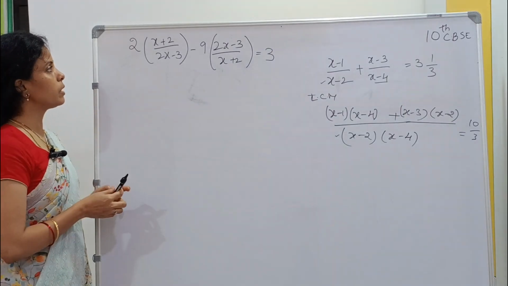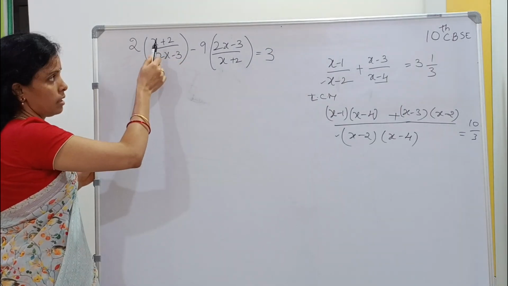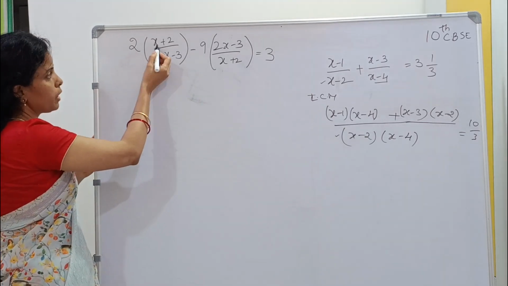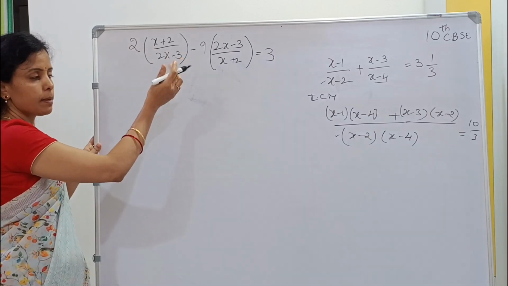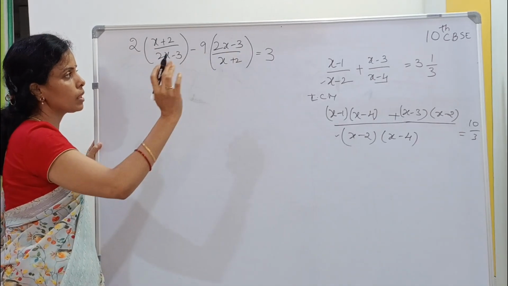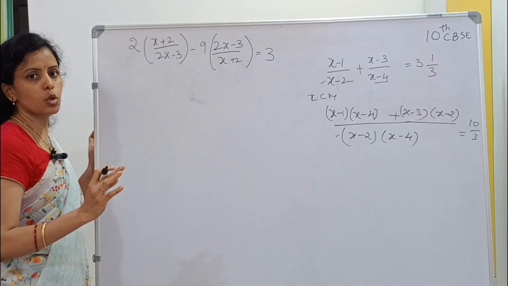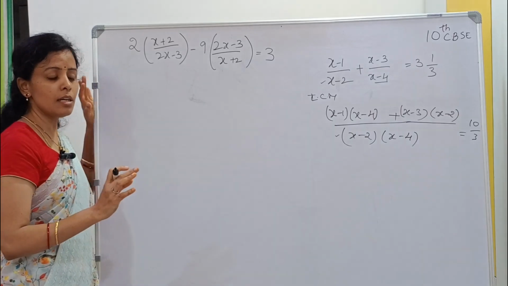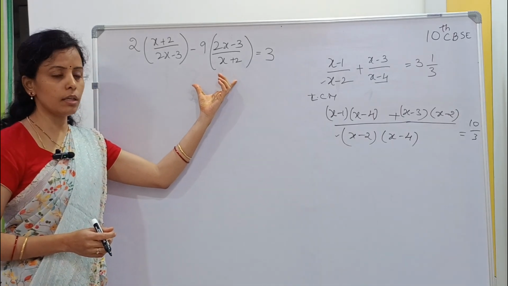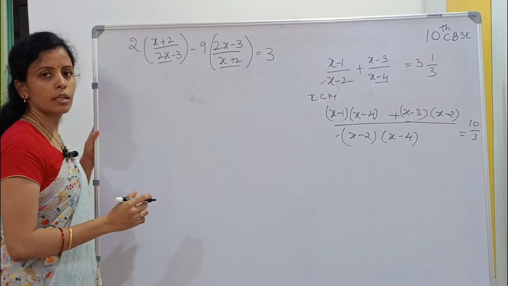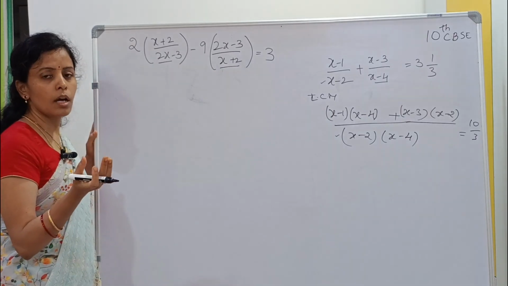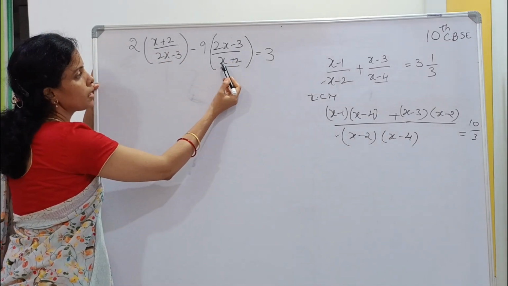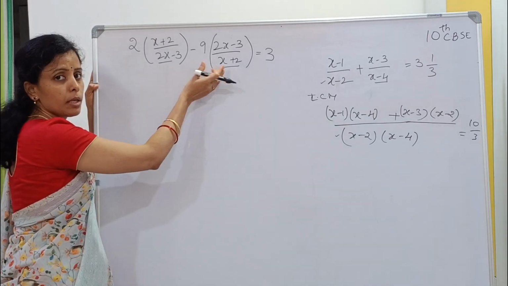Here we observe we have a bigger term in the form of a fraction, and here as well. Normally we would open the brackets and multiply the 2 with the numerator, multiply 9 with the numerator, and then take LCM and solve again. Instead of doing this tedious process, even though you'll get an answer, the tip I'll suggest is to consider this term as some variable. We already have x, so let's consider it as y. Here we have x plus 2 by 2x minus 3, and here 2x minus 3 by x plus 2. These are reciprocals.